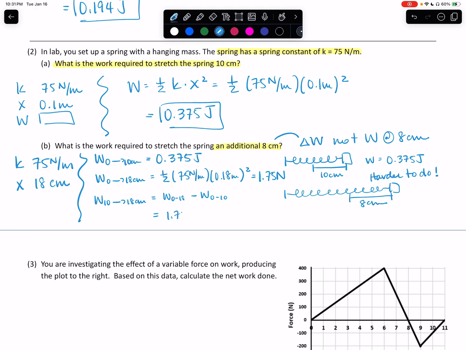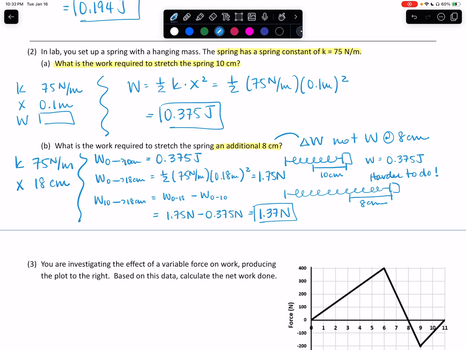All right, so 1.75 newtons minus 0.375 newtons, and that's going to be equal to 1.375 newtons. Okay, if I'd calculated it just for that 8 centimeters, I would have said, okay, so I have 0.08 squared times 75 times 1/2, I would have gotten 0.24 newtons, which is way less than 1.37 newtons.